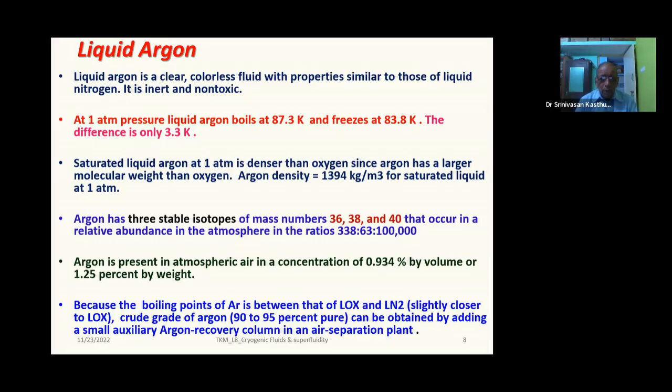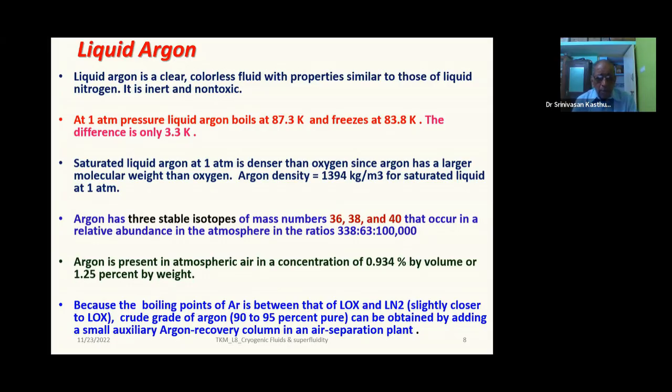Let us try to discuss argon. Liquid argon is a clear, colorless liquid, and its properties are very similar to those of liquid hydrogen. It is again inert and non-toxic. At 1 atmospheric pressure, liquid argon boils at 87.3 Kelvin and it freezes at 83.8. That means the liquid range is very, very small in the case of argon. This difference is only about 3.3 Kelvin.